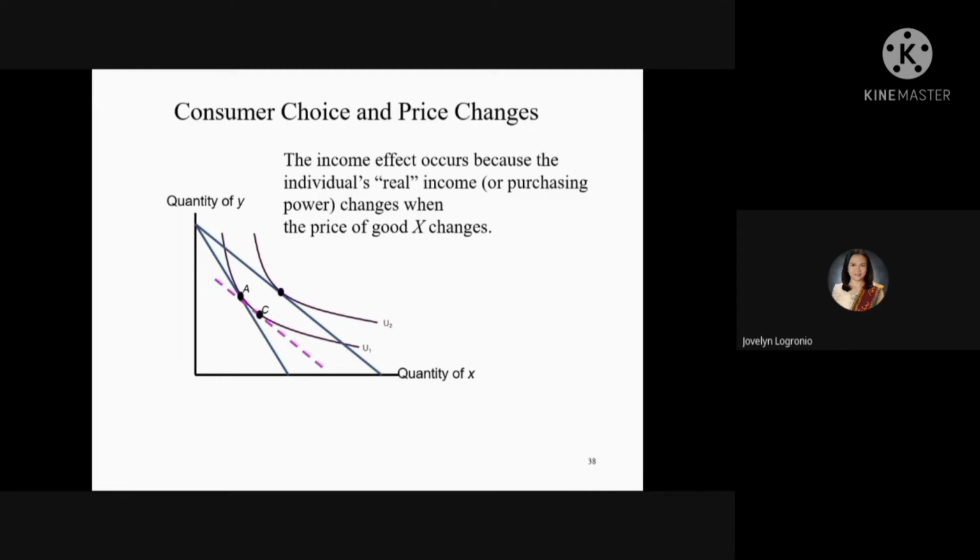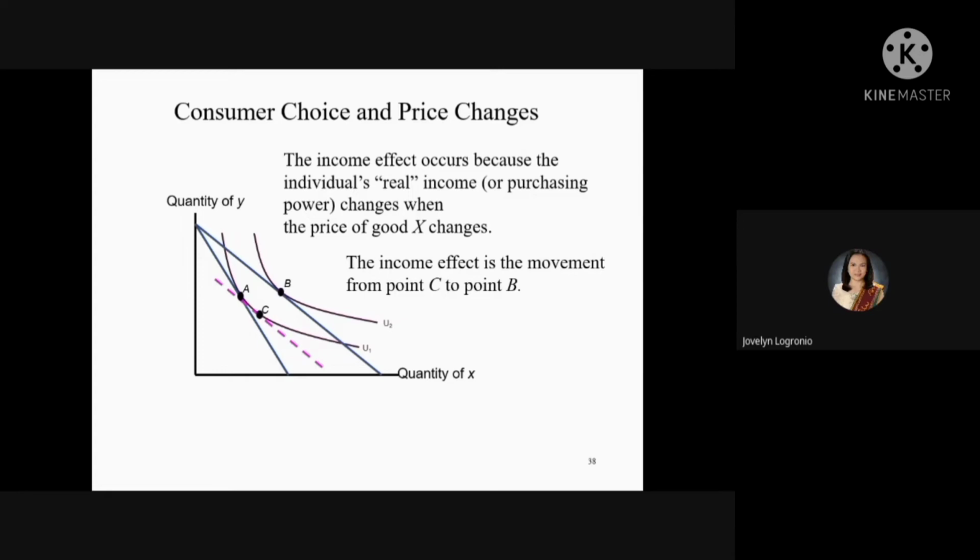the new budget line, we can create a hypothetical new optimum point. So let's say point B. Point B is the new optimum point as the price of good X decreases. From the lower indifference curve, which is U1, the new combination now is at point B, which is at the higher indifference curve. And at point B, the indifference curve U2 and the budget line are tangent.